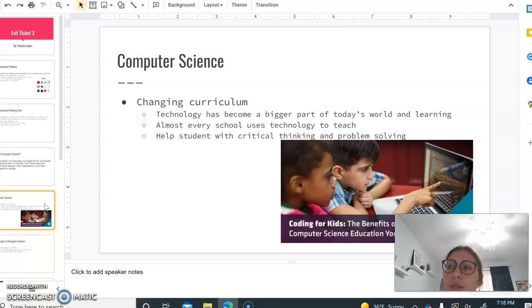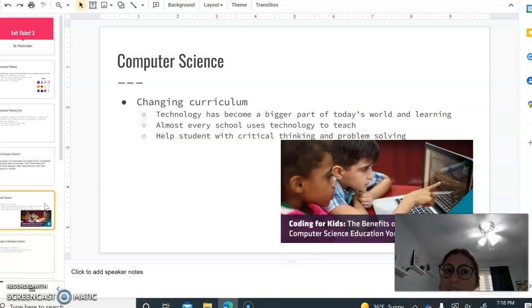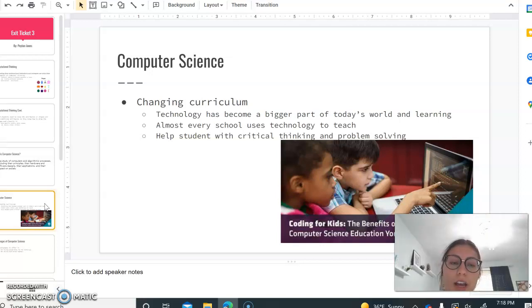And in many things we do in today's world, we use technology, and we have to know how a computer figures out what to do. And it helps the students with their critical thinking and problem solving and coding. It just helps them think at a deeper level and see how things are not as easy. The computer has to go through a process before it knows what to do.